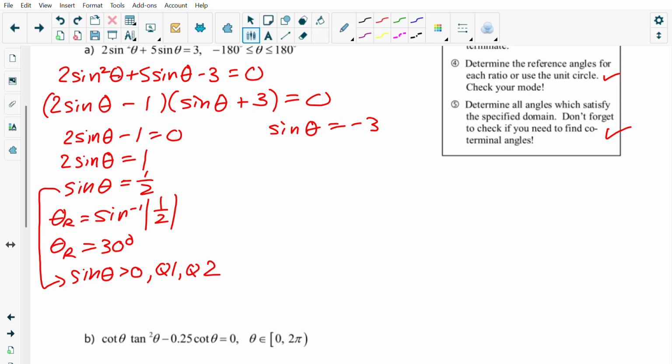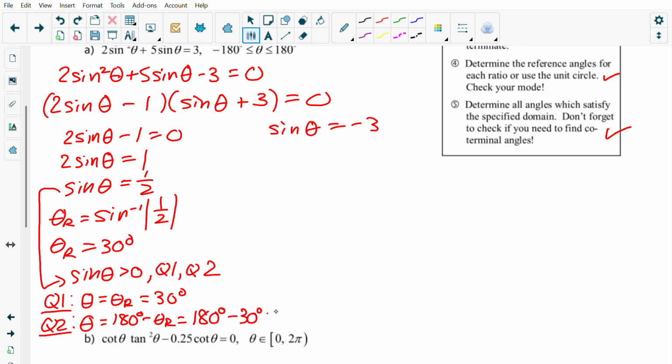So let's try to do this without drawing a Cartesian coordinate system. So I know in quadrant 1 that the angle in standard position equals the reference angle equals 30 degrees. So that's one of my solutions. I know in quadrant 2 the angle in standard position equals 180 degrees minus my reference angle, and that equals 180 degrees minus 30 degrees equals 150 degrees. So there are two solutions from this one factor.